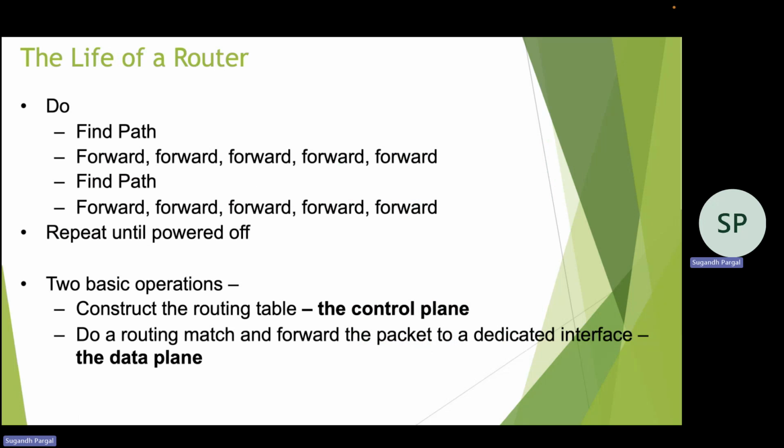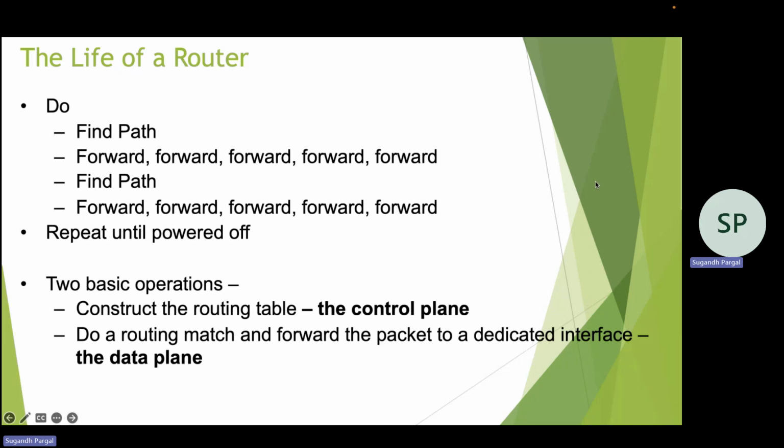What a router does is find the path along which it needs to forward the data and the amount of data that it needs to transmit, and then it forwards to the next router, and similarly the next router finds the path and forwards it to another router. It repeats this process until it is powered off or the data has reached from the source to the destination. So there are two basic operations conducted by a router.